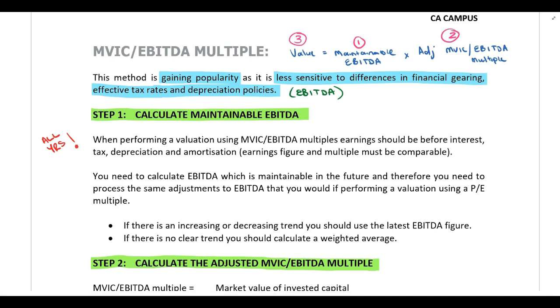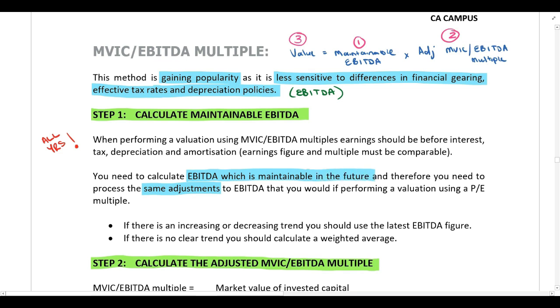And we are also going to make exactly the same adjustments that we made when we were calculating maintainable earnings. If there's anything unusual or once-off or exceptional, exclude it. If there's anything that's not market-related, adjust the expense or the income so that it is market-related. We make exactly the same adjustments so that we can calculate earnings before interest, tax, depreciation, and amortization that is going to be maintainable in the future.